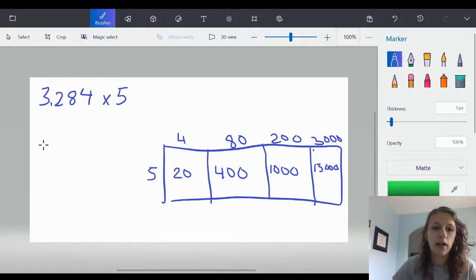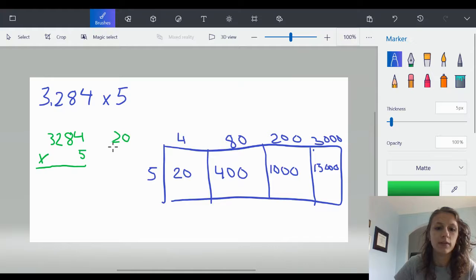So when I do my standard algorithm, 3,284 times 5, where this comes into play in terms of similarities is how we add. So let's go ahead and put all of these partial products together. So I have 20, and I have 400, and I have 1,000, and then I also have 15,000. All right, so just like normal, we normally add these partial products up, but let's see how it's similar.